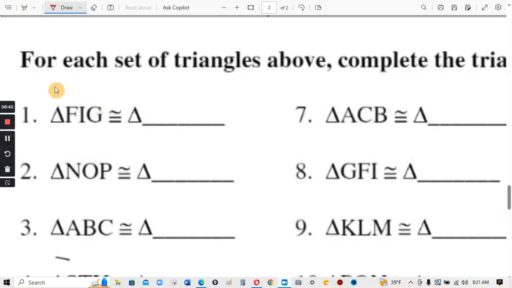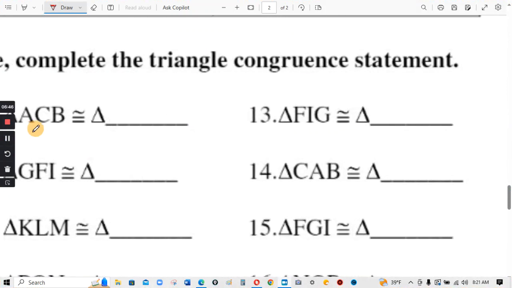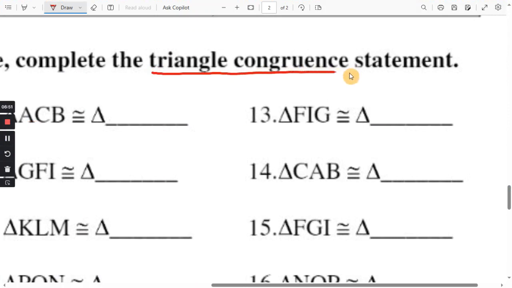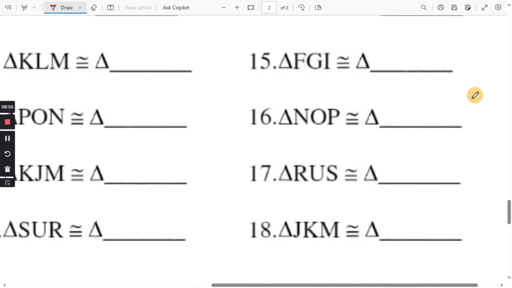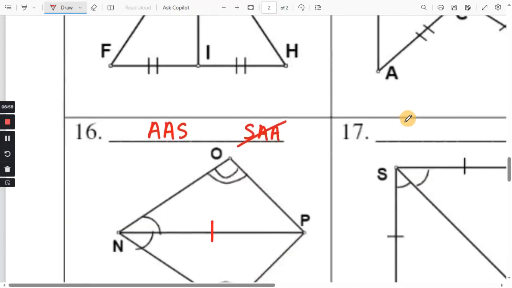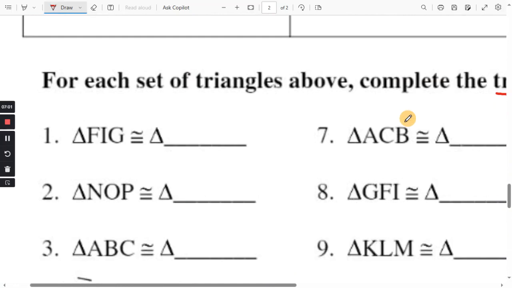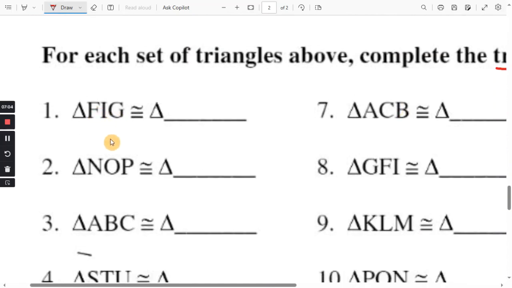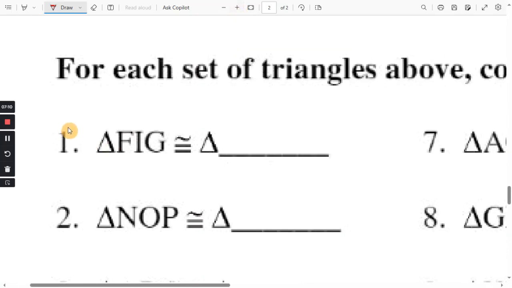Now, in the second section, for each set of triangles above, complete the triangle congruent statement. All right, so we have to complete the statement. Each of these problems, 1 through 18, corresponds to the same number diagram in part 1. We just have to use what they started with and trace the triangles the same way. All right, so let's look at problem number 1.